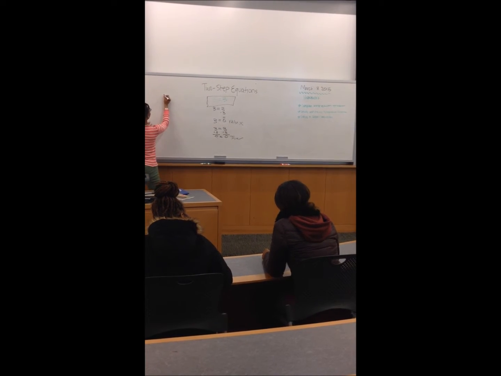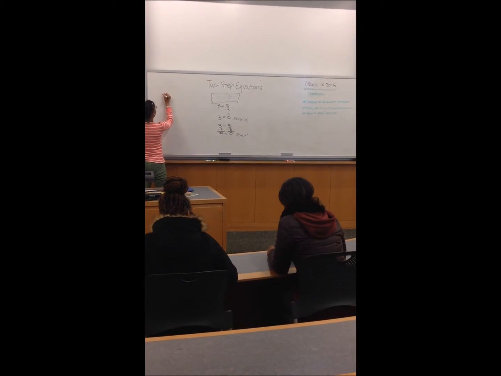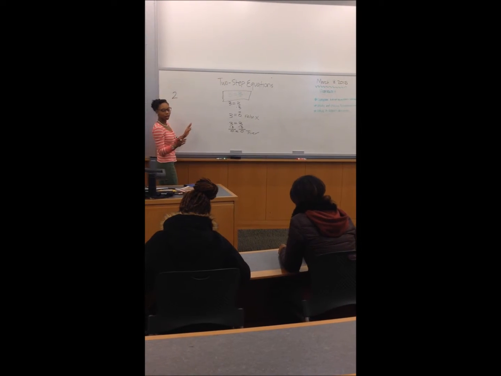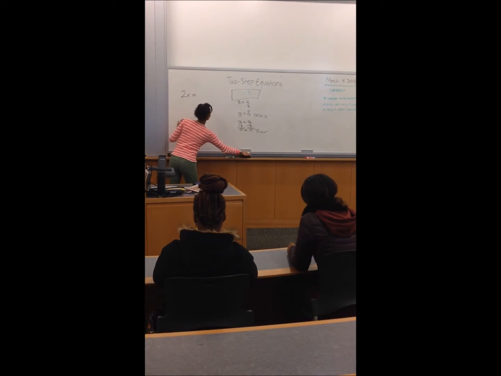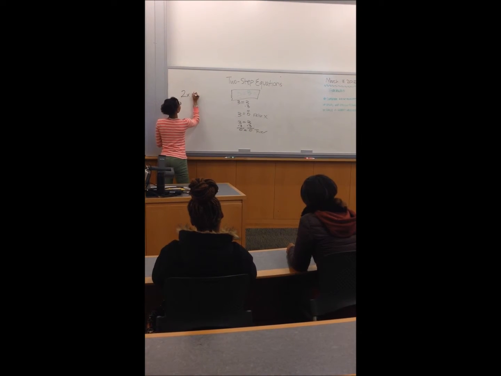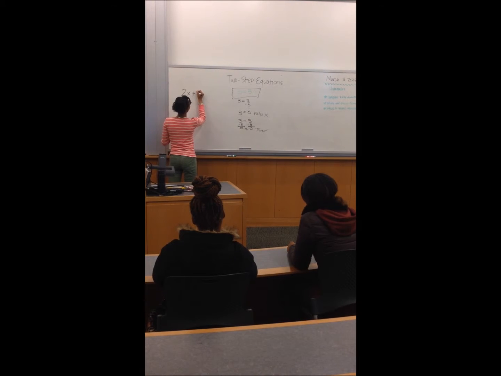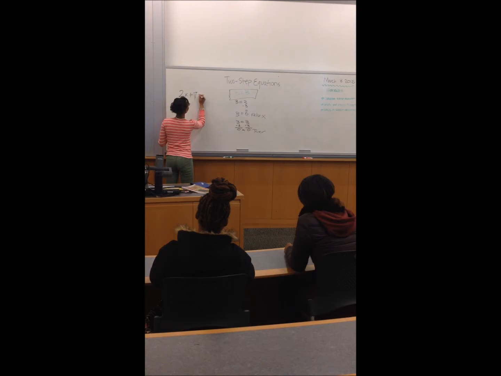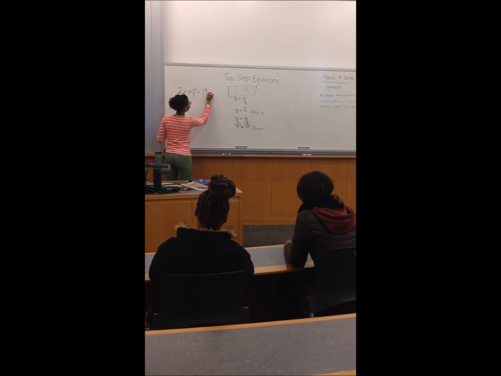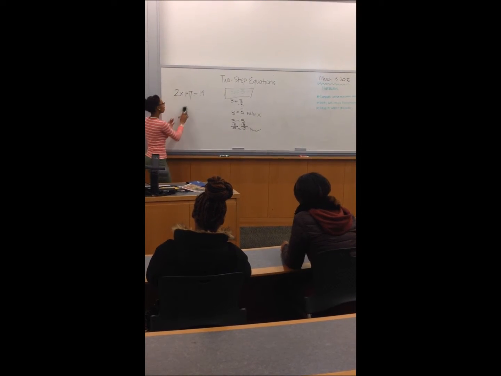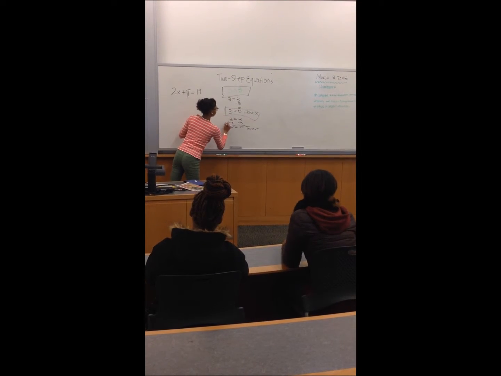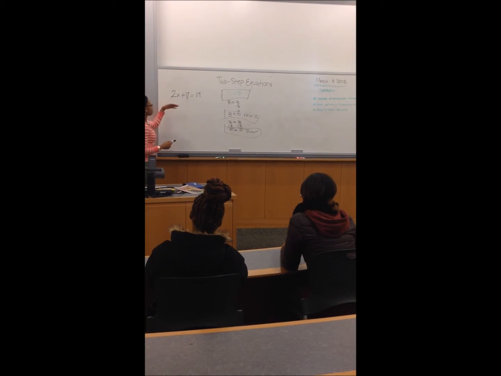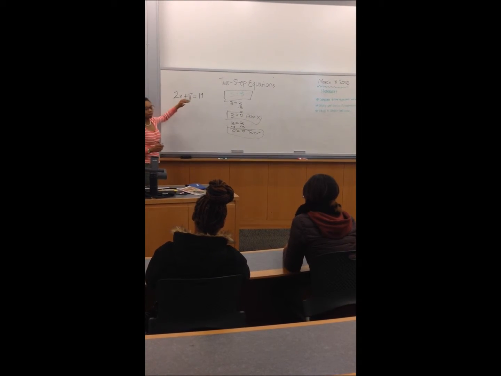Okay, so next right here. Let's try something a little harder. 2x plus 7, not 17, equals 14. All right? So, it's just like the concept we just used over here. The first thing you do is go by the order of operations.